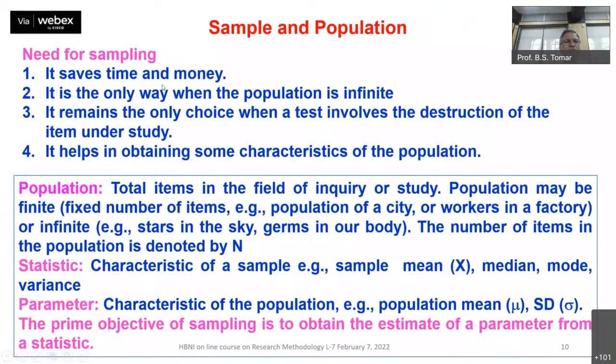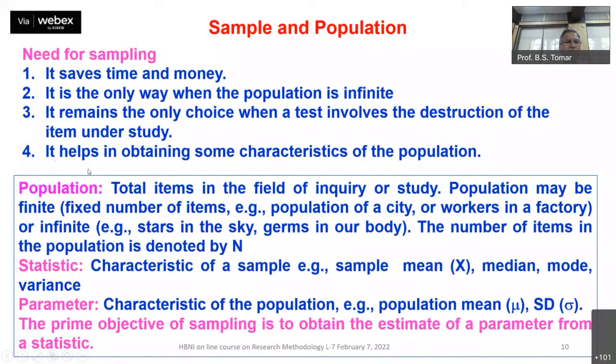So sampling saves time and money. And if the population is infinite, it is the only way of doing measurements. It remains the only choice when a test involves destruction of the item under test. Many times, to analyze a sample, you have to destroy the sample. So you cannot destroy all the samples. You have to take a few samples and do the analysis.